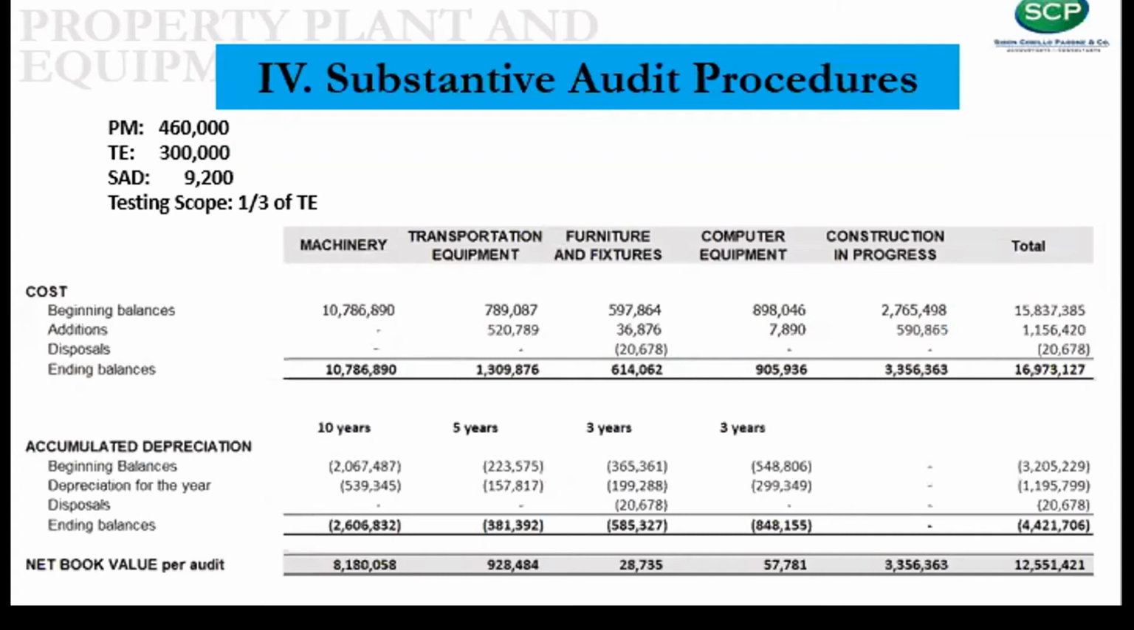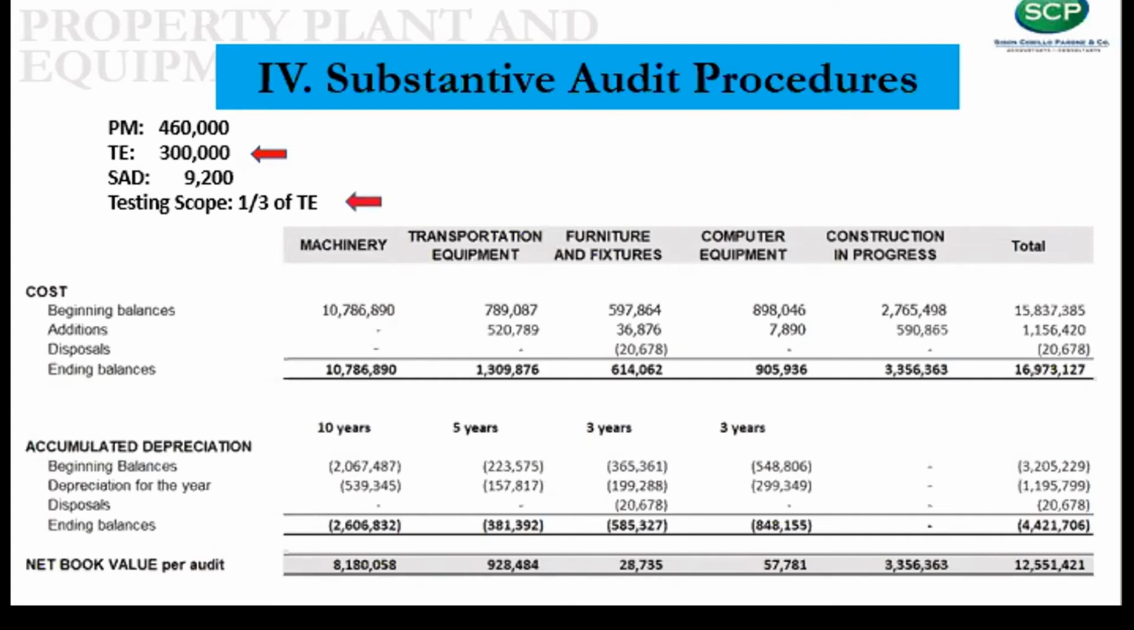So using the roll forward analysis presented earlier, we can see that the TE was set by the audit team at 300,000 pesos with the testing scope set at 1/3 of TE. This means that only amounts equal or greater than 100,000 pesos, which is computed as 300,000 multiplied by one-third, will be examined for supporting documents.